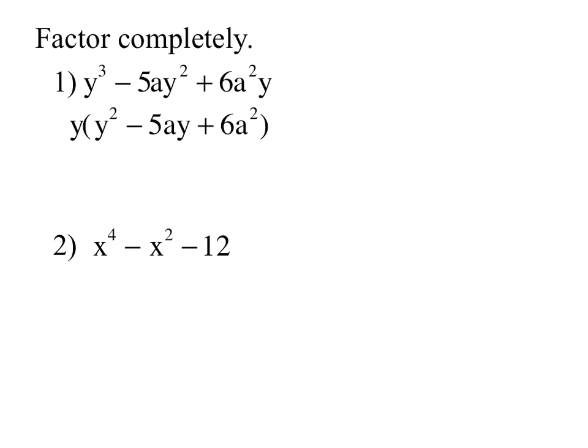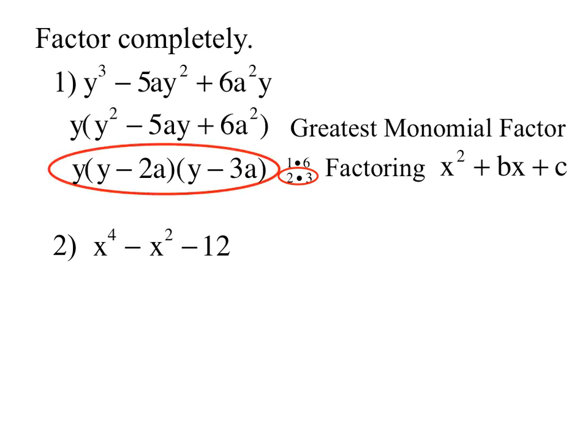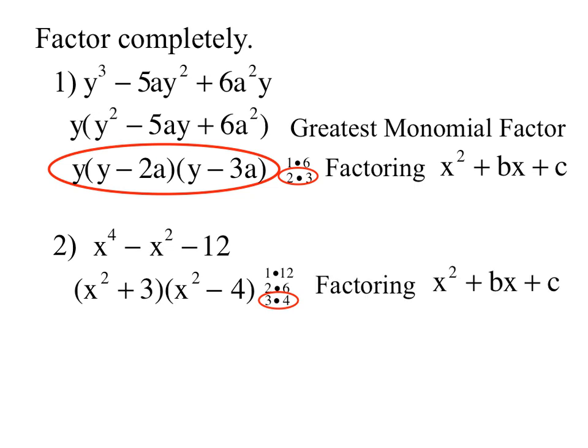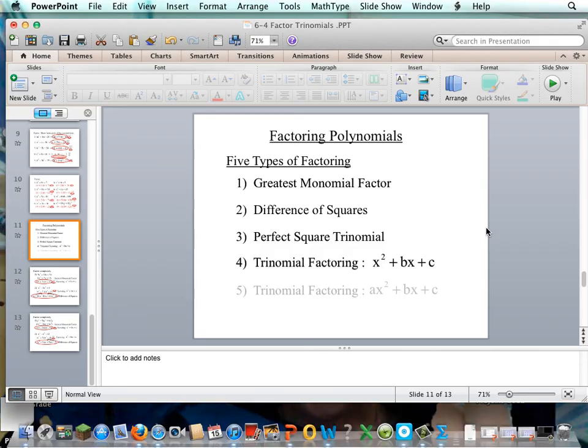Now again, I'm just doing my what multiplies to a 6 and adds to a negative 5. 2 and 3. And then I can't factor that anymore. Make sure to double check it, especially ones this complicated. Check your work here. All right, and that's the lesson on factoring trinomials.